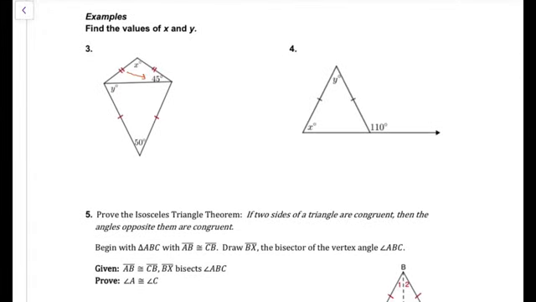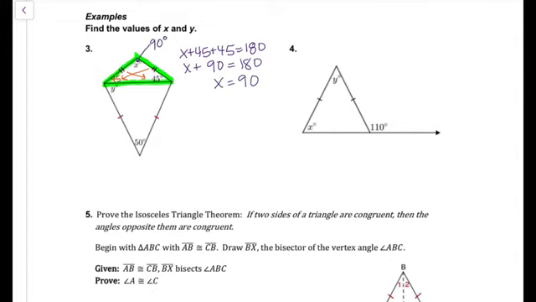Okay, so I have this triangle up top. I have two sides that are the same, so the opposite angles are the same. One is 45, so the other has to be 45. If I take two 45s, add them together, I get 90 degrees. So a triangle has 180 degrees. If two of the angles together have 90, the third angle is also going to be 90.